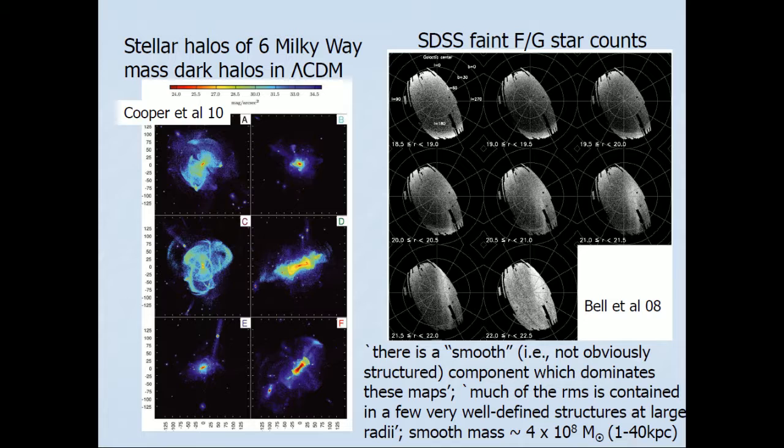This is just a snapshot from a paper from Mike Cooper, stellar halos of six Milky Way mass dark halos, lots of structure in the outer regions. This is from Eric Bell, Sloan star counts, saying, well, actually, maybe not so much like this. Most of the structure is in a few very well-defined structures. And we'll come back to that later. Was it a few big things or not that dominate the star counts?